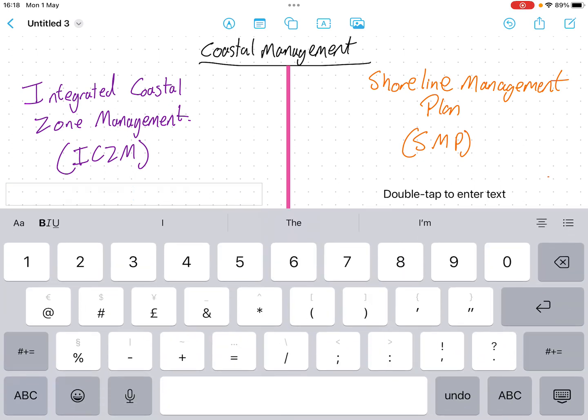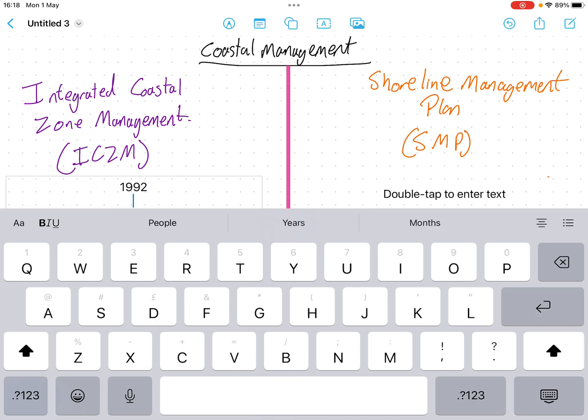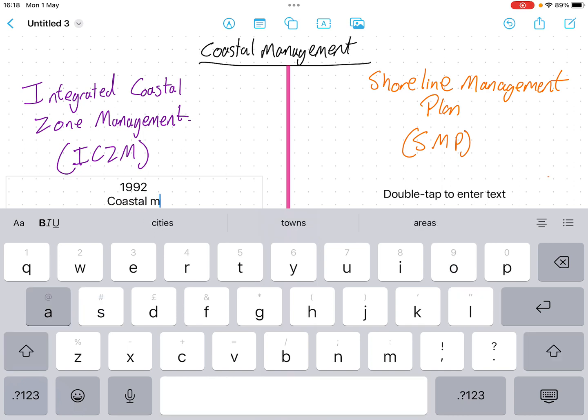Now, this came about, first of all, in 1992, which was an excellent year, not only because the ICZM became a very popular used approach to coastal management, but also it was the year I was born. Now, what it means is it's coastal management planning over the long term.